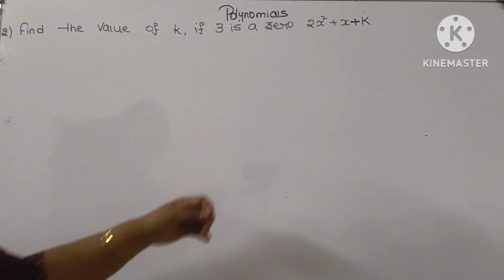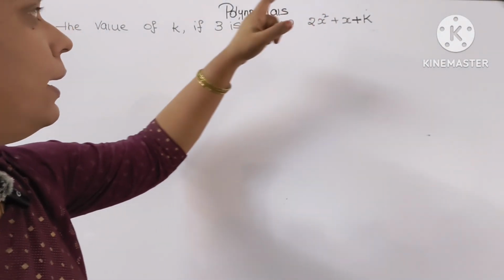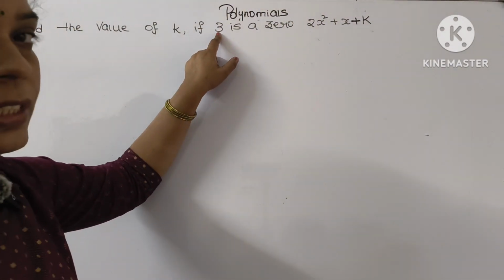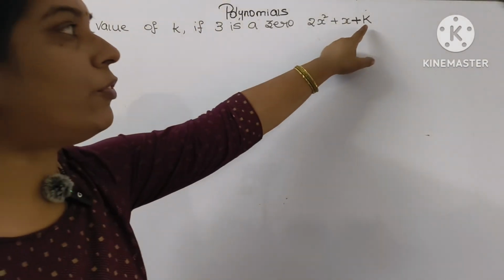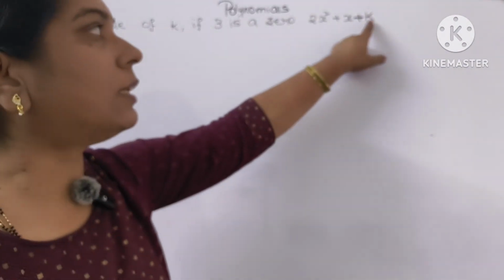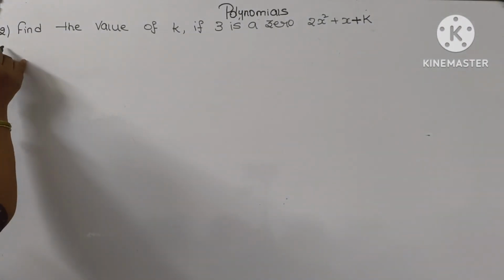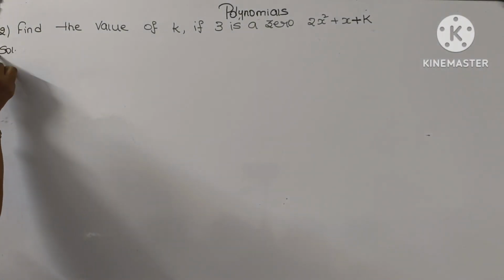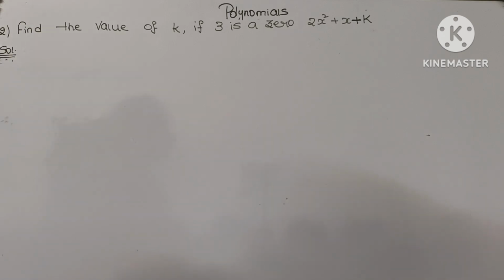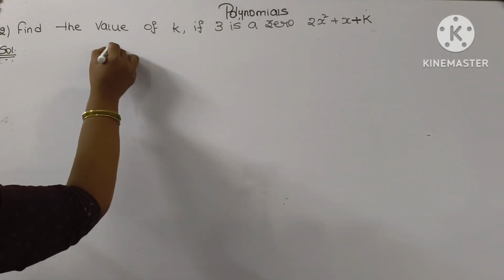And second question is, they have given us a polynomial 2x square plus x plus k, and they are saying 3 is one of its zeros and we have to find the value of k. No, they are not asking us to find the other 0, they are asking us to find the value of k when 3 is one of its 0. So how do you do that? Since they are not asking us to find the value of other 0, we don't have to use the relation. Just take it like this.